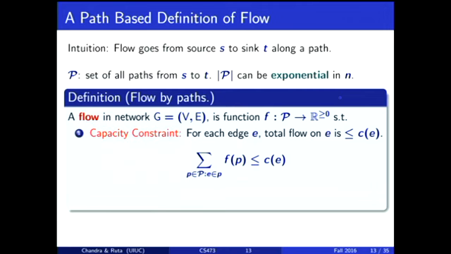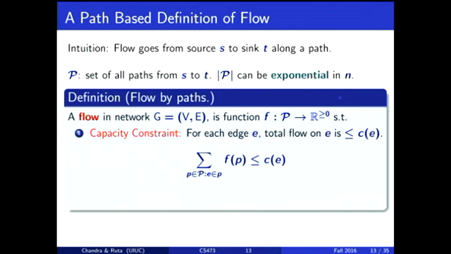So in this definition, the flow is a function which assigns a number to every path from S to T. It's a big function, assigning numbers to paths. And what else do we need? We still want to make sure that the total flow on any edge cannot be more than the capacity of that edge. How do we capture that? If you look at any edge, and at all the paths using that edge, the amount of flow that you're routing together on all those paths should be less than the capacity. That makes sense?